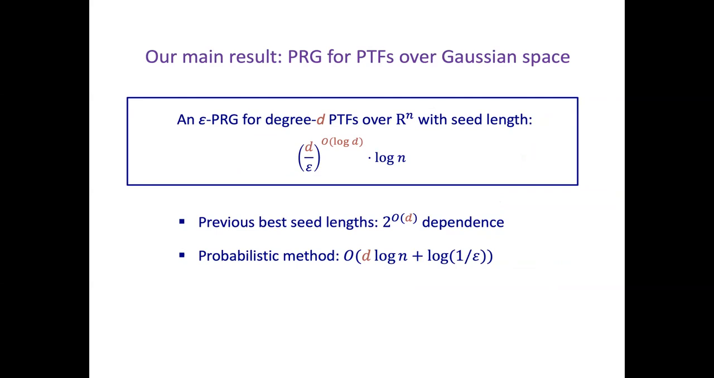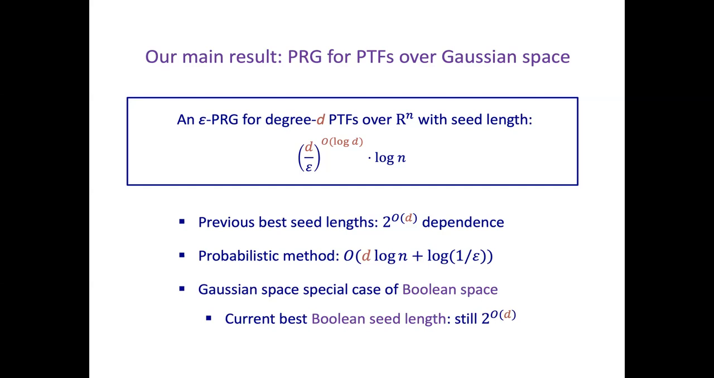This question has been quite well studied, and previous best seed lengths all had at least an exponential in d dependence on the degree. So the main contribution of our work is to bring this exponential dependence down to a quasi-polynomial dependence. We still have quite a lot of work to do though. The probabilistic method shows that there exist PRGs with linear in d seed length. So it'd be extremely interesting to further improve our dependence on d down to polynomial in d, and hopefully one day to linear in d.